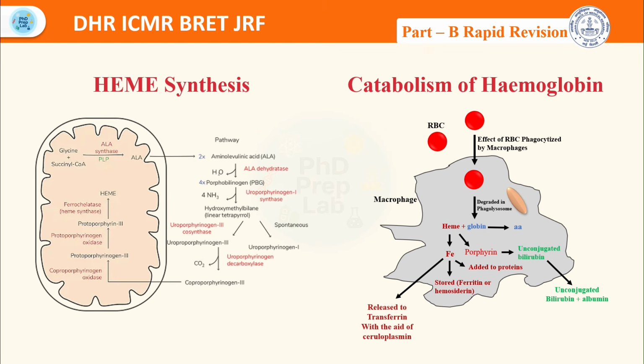So this is the catabolism of hemoglobin, how the protein part and the other parts, the heme, the globin, and in the heme, the iron and the porphyrin, all of them have different fates. So this is the flowchart on that, which is very, very important. A lot of questions have been seen from this.